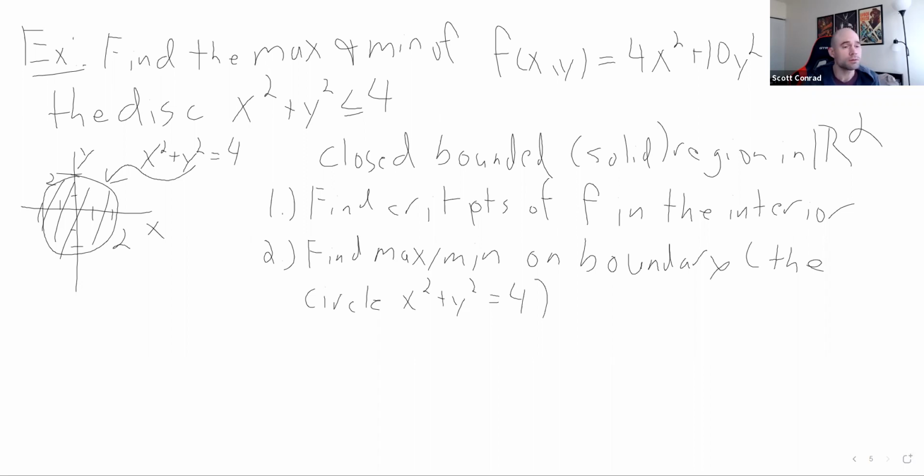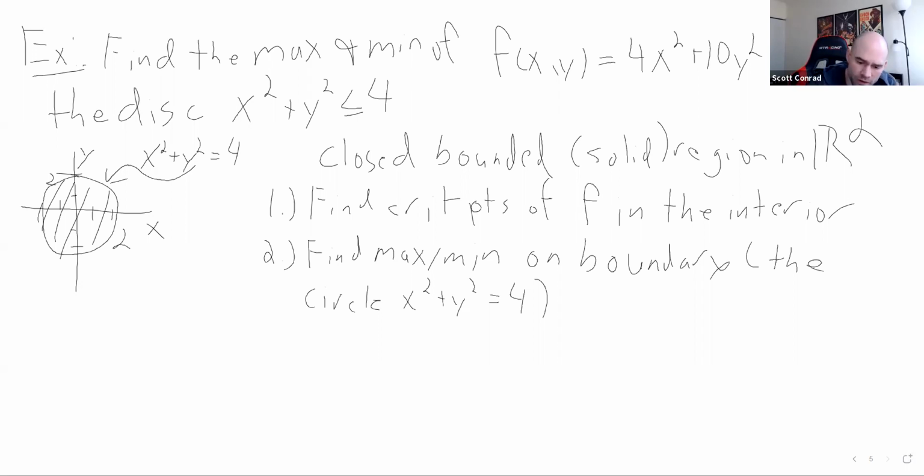The way we did this before is before we knew about Lagrange, so we couldn't write the circle. We'd have to break it up into 2 bits. The top half we could say y is equal to square root 4 minus x squared. The bottom is y is equal to negative square root 4 minus x squared. Then we transform our function, find the critical points, et cetera, check the corners where the 2 pieces meet. But it turns out we can actually use Lagrange to find the max and min on the boundary in this case. And that's what we're going to do here.